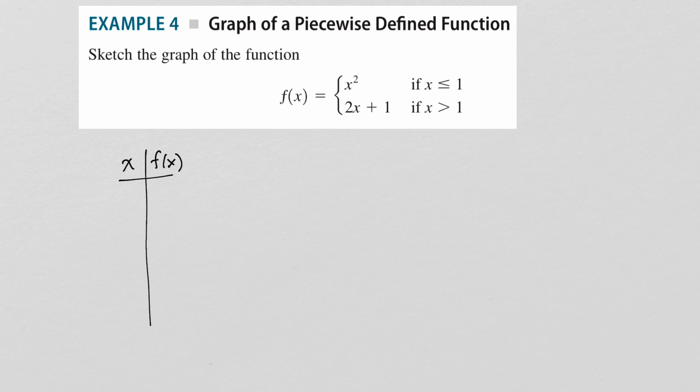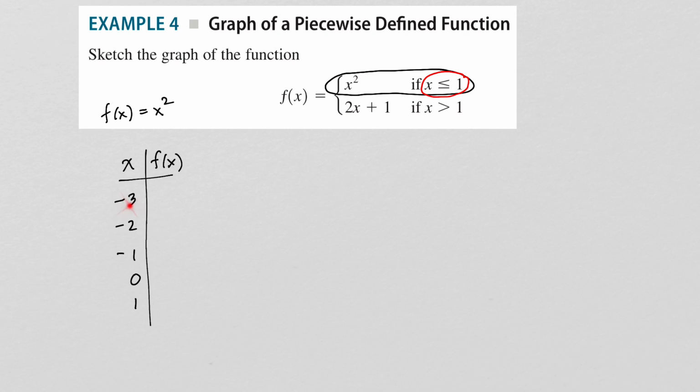So when I'm graphing it, I'm going to graph it in pieces. So I'm going to focus on f of x equals x squared, but then I'm only allowed to plug in values of x that are less than or equal to 1. So I can plug in, for example, -3, -2, -1, 0, and 1, but I cannot plug in anything larger than 1. That's what the rule says.